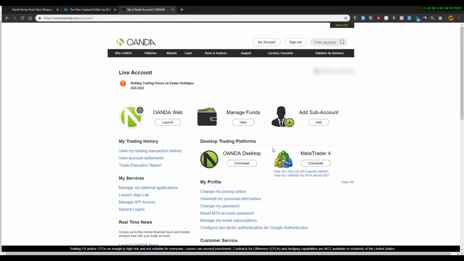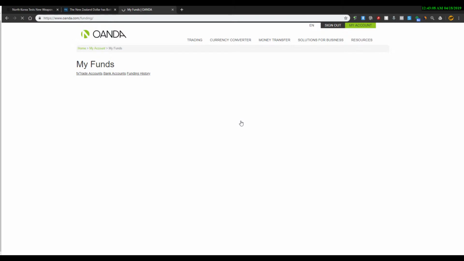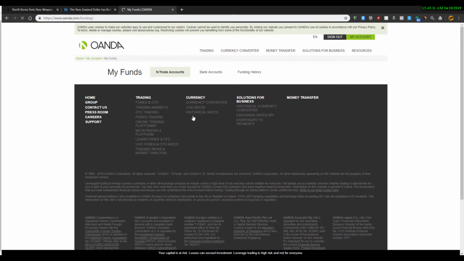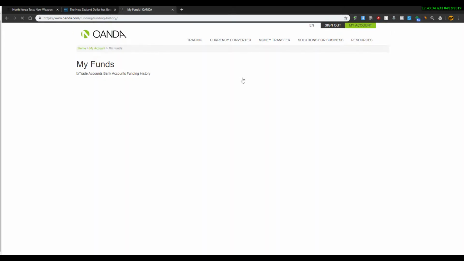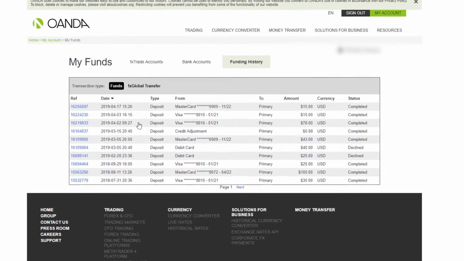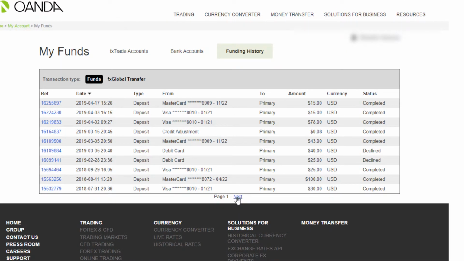All right, so now that we're in Orlando, I'm going to assume that it's in this area, manage funds, and we're going to look at the deposits. All right, so as of right now, it's telling me that I have $104 in this account. All right, so let's look at funding history. And let's go to page 2.